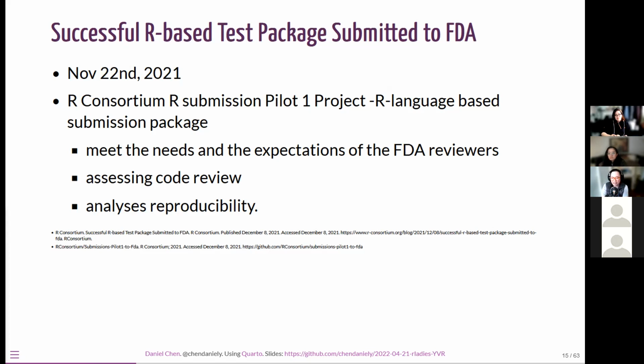In the past, there was this myth that everything had to be submitted through SAS to the FDA. It was always a myth, but this is solidifying the fact that no, you can actually use R to submit your RCT work for drug review.